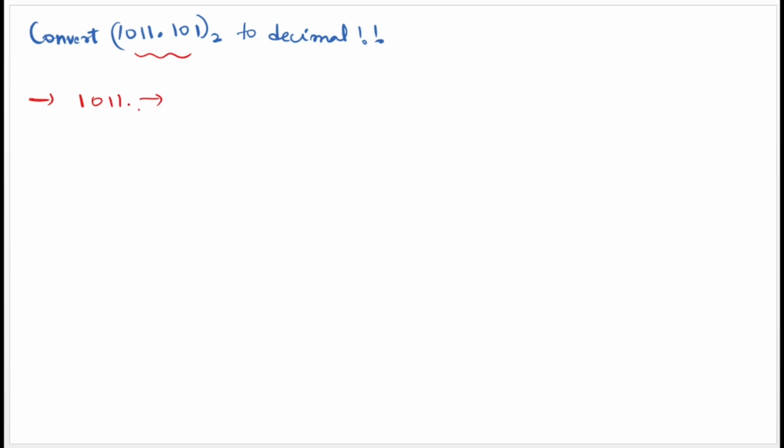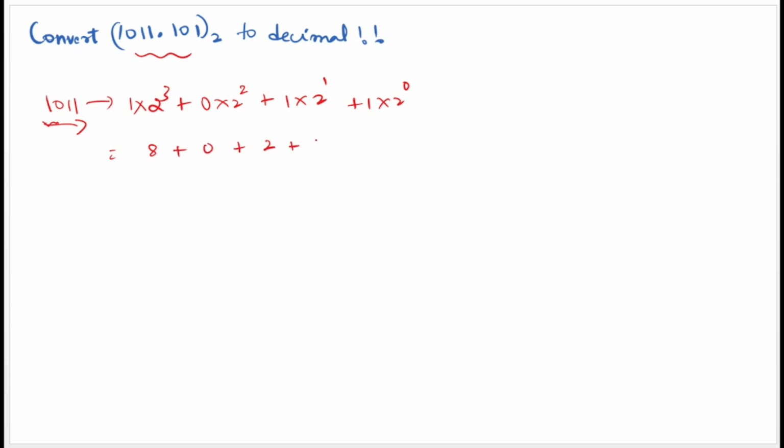So what you have to do, just multiply each bit by a power of 2, from right to left. This is the direction you have to follow. One into 2 power 0. So 8 plus 0 plus 2 plus 1 is equal to 11.